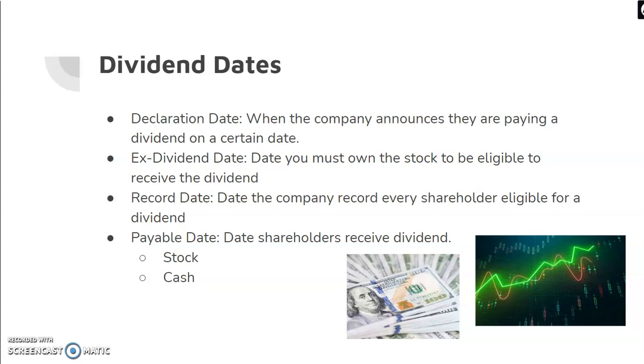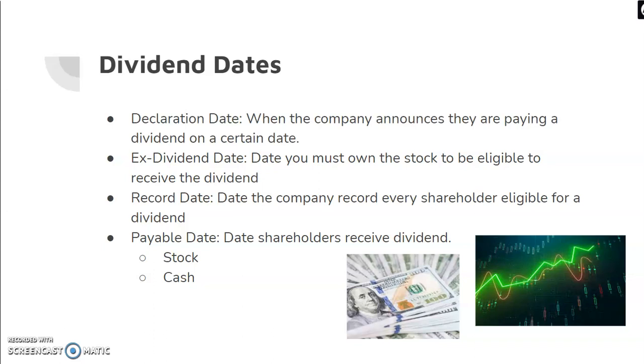The record date is the date the company records every shareholder eligible for a dividend. So the record date always comes one business day after the ex-dividend date, and that's when the company records down which shareholders are eligible.